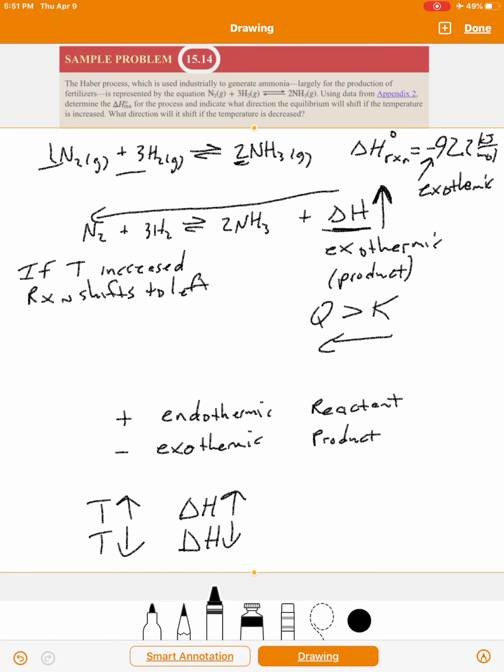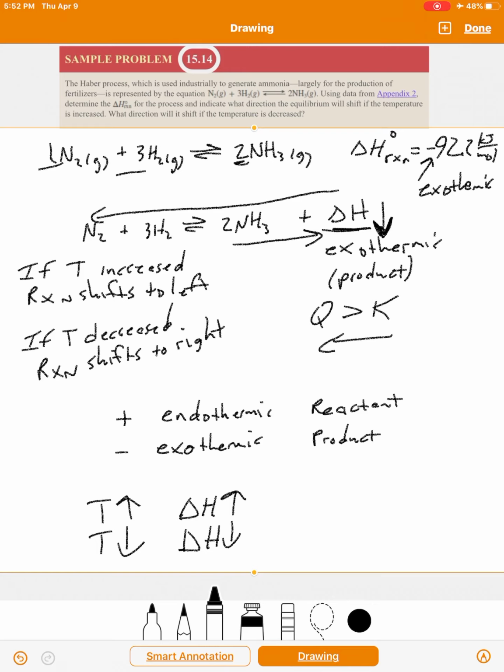And then on the other hand, if we decrease the temperature, that means we're decreasing the amount of heat, then the reaction will move in that direction. So if the temperature is decreased, that means the reaction shifts to the right. Okay? There you go. And it would be reversed if delta H were positive. If delta H were positive, you would put the delta H on the reactant side and everything would be the opposite. Okay? There you go.